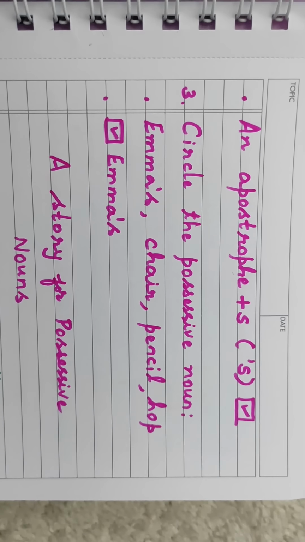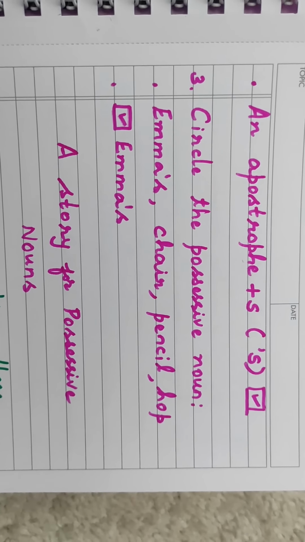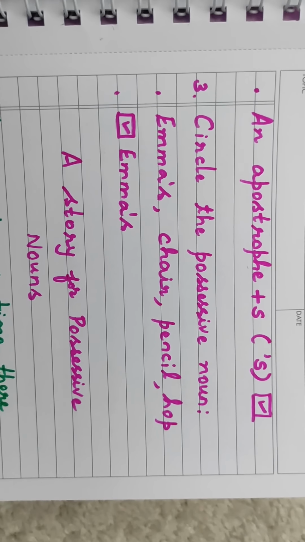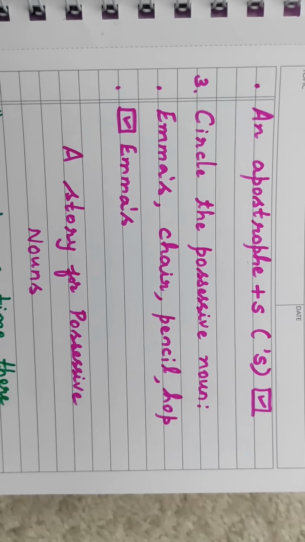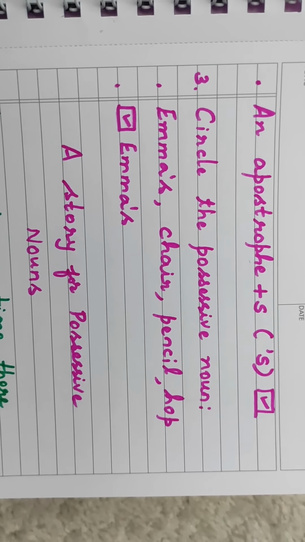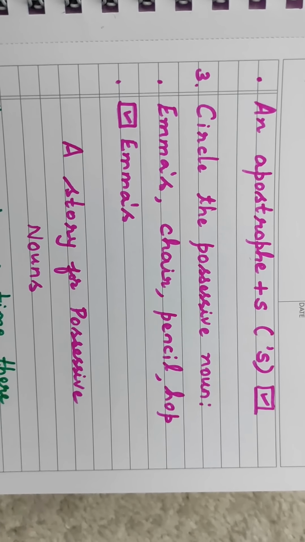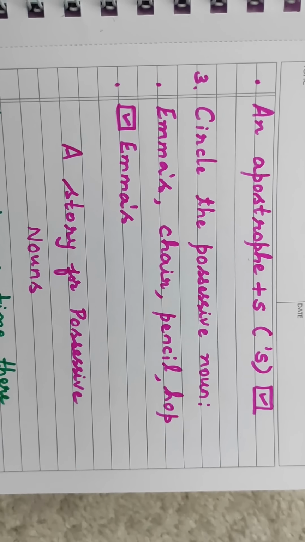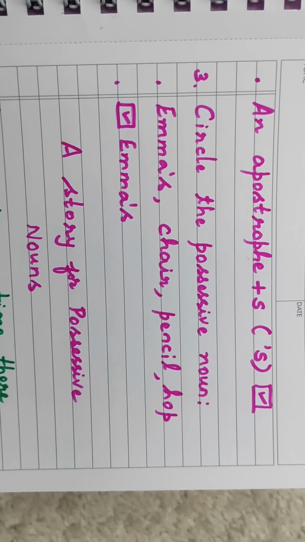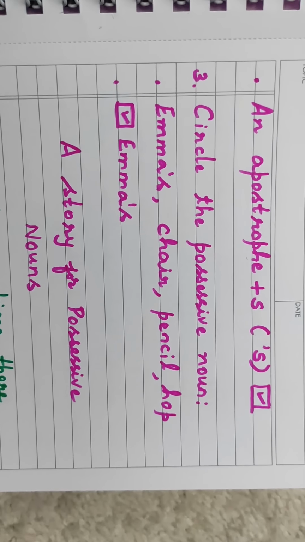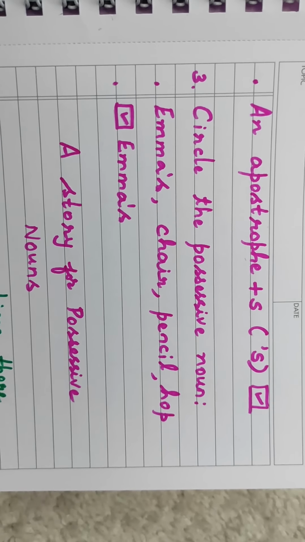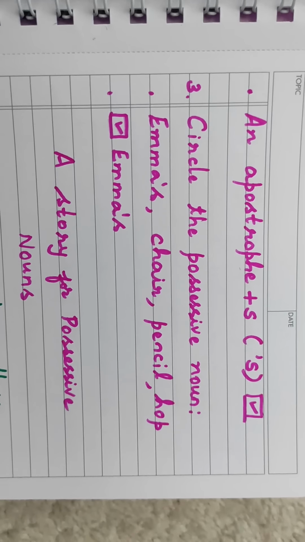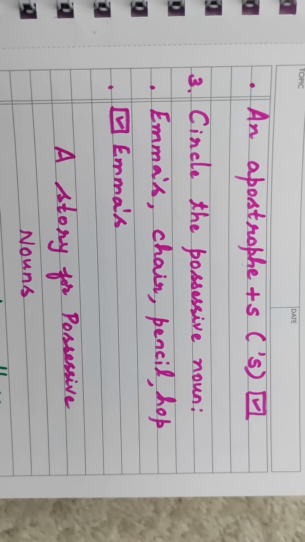Next one. Circle the possessive noun. Possessive means to whom it belongs, you have to circle. Emma apostrophe S. There are 4 examples given here. Emma's, chair, pencil, hop. So which would be the possessive noun? For a possessive noun, you add apostrophe S. So here, Emma's has an apostrophe and S. So this is the possessive noun.